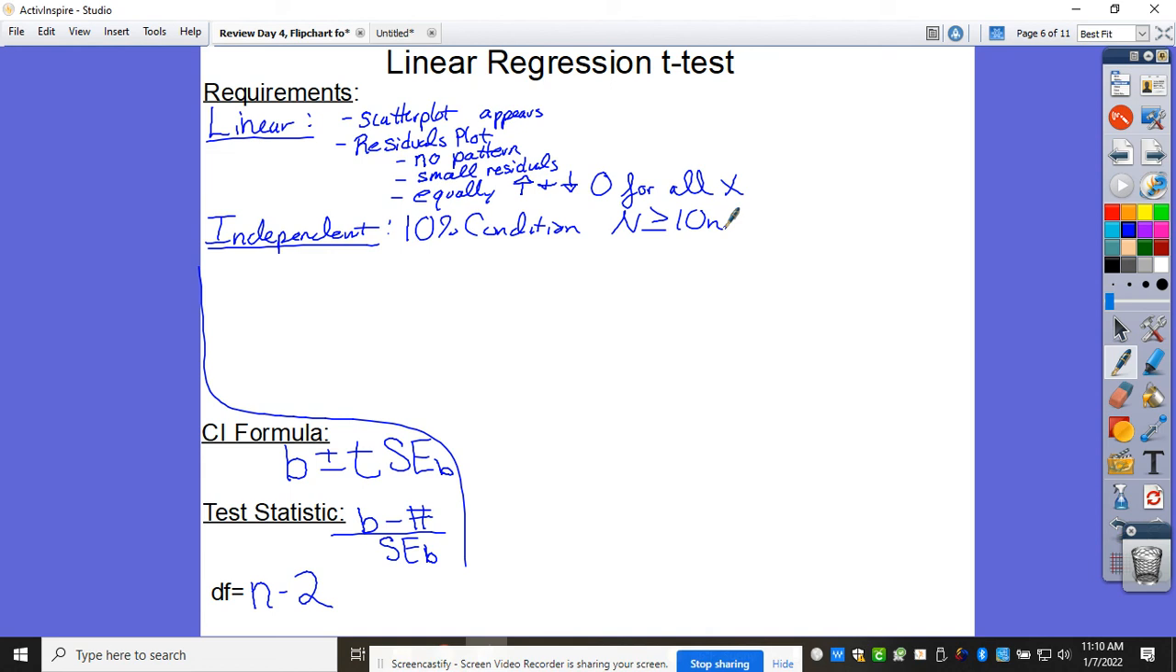What's my next condition? I'm checking which graph? Histogram of residuals. A lot of people missed this on this test. They either wrote the histogram of residuals and didn't actually make the graph of residuals. That's what most people did that missed it. They did histogram of x values instead of residuals. And what are my two things I check? No strong skew. Can you average it out?